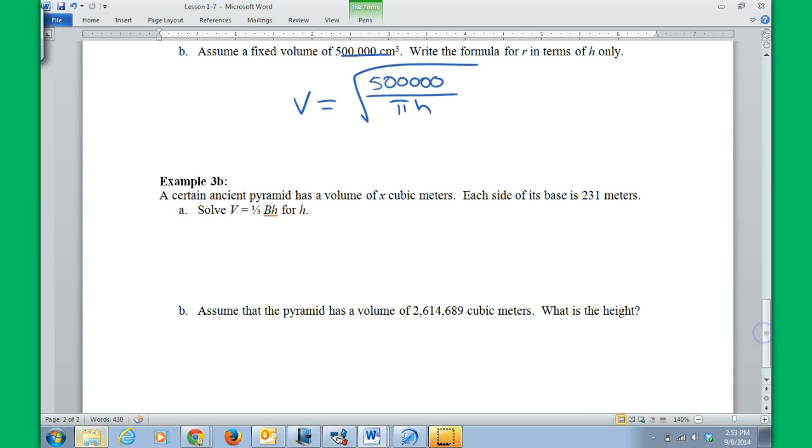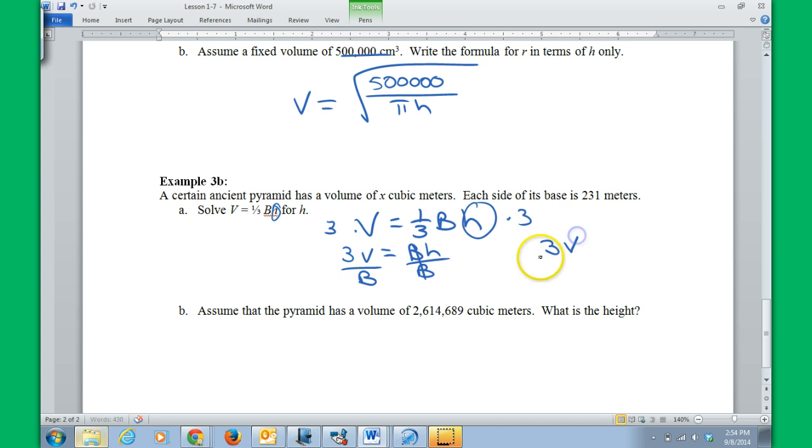3B. We have V equals 1/3 BH, and we're trying to solve for H. If I'm trying to solve for H and I want to get rid of the 1/3, how do I do that? Multiply each side by 3. That's the first thing I would do. So 3V equals big B H. Divide both sides by B. So my final answer on this would be 3V over B equals H.